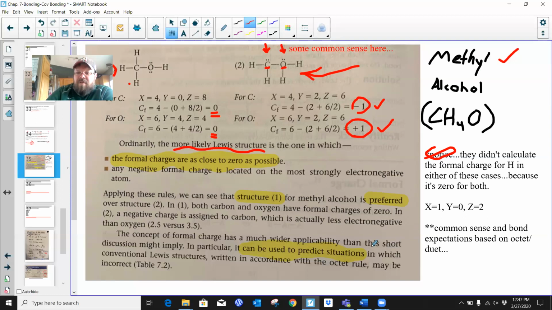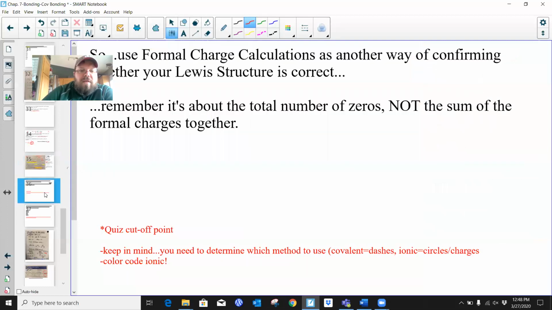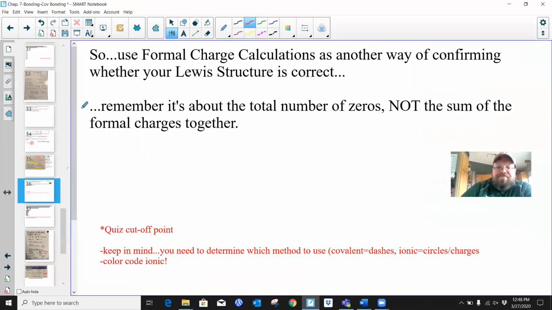So the moral of the story is that it can be used to predict situations in which you may come up with more than one possibility that you think maybe works. As you're finishing up the worksheet for tomorrow and getting ready for the quiz, this is just another tool in our toolbox to use, right? I use that term a lot. So here's the summation: use formal charge calculations as another way of confirming whether your Lewis structure is correct.